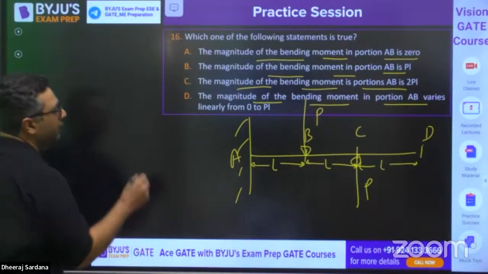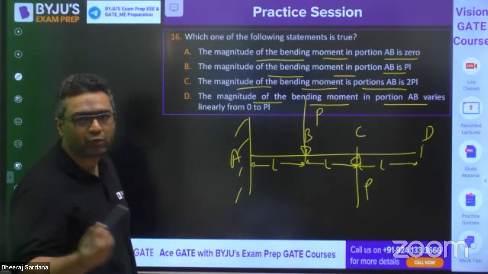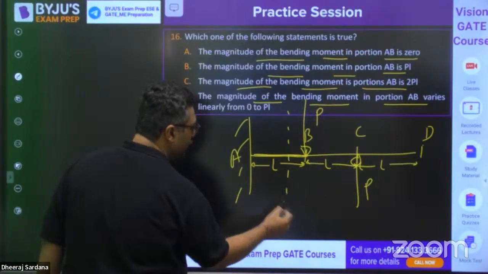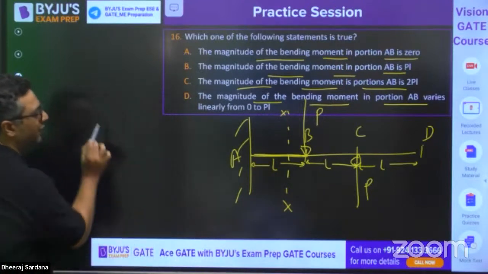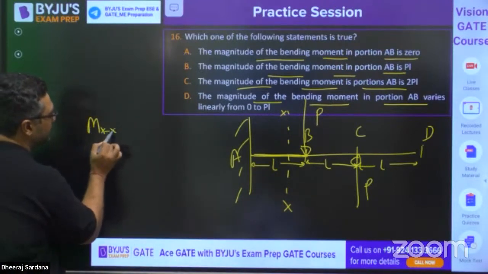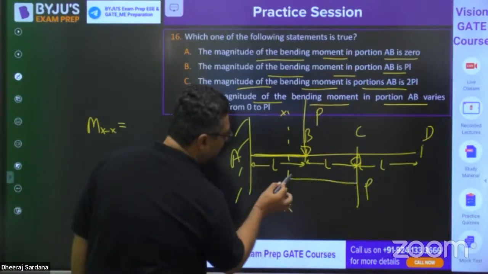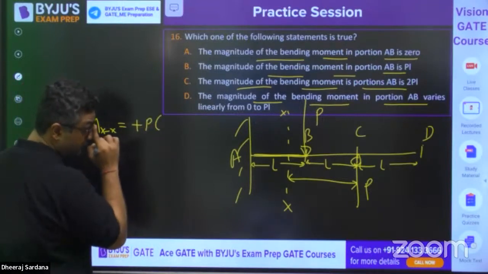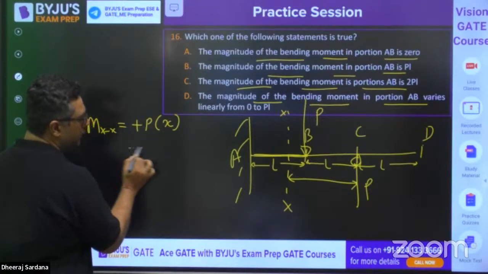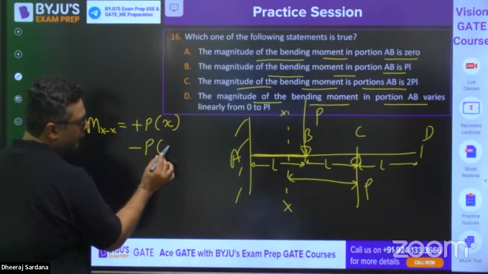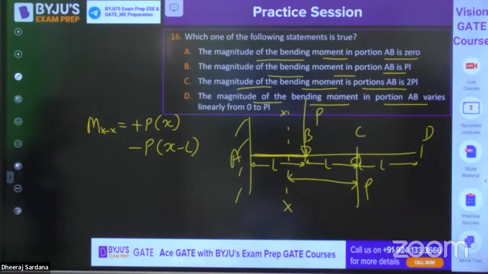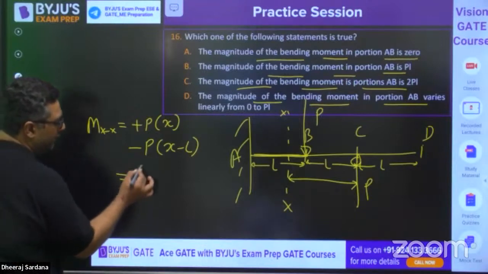I feel if you can see, they are asking majorly for which portion? AB portion. So this is the AB portion. So you can take a section here if you want. So you can write the bending moment at section XX. This is, let us say, X. So this is creating sagging plus P into X minus P into X minus L. Okay. Is it clear? So I feel from that you can say the bending moment is PL.